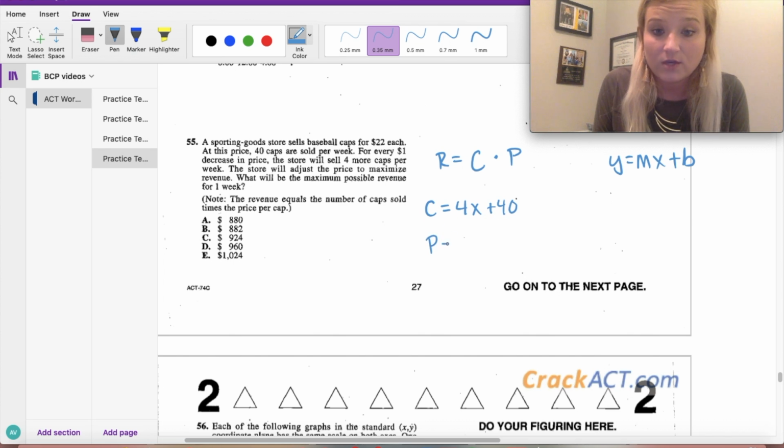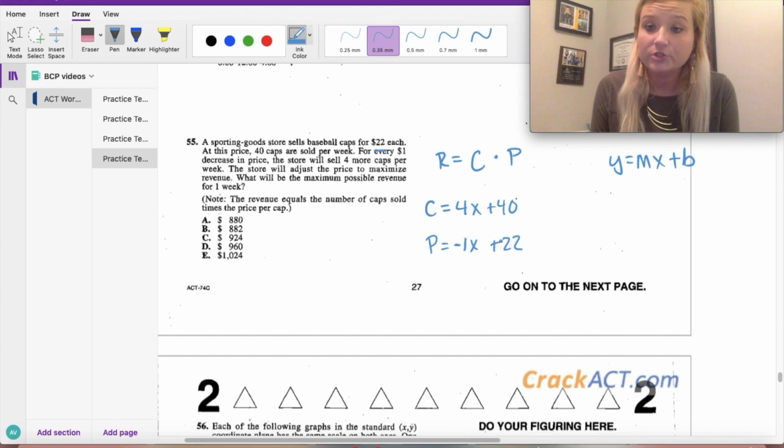Now we can make an equation for the price per cap. Again, we need our starting point, which is just what they usually sell them for, $22. So that's plus 22. And then our slope, they're decreasing the price by $1 for every cap. So that's going to be a negative slope of 1.